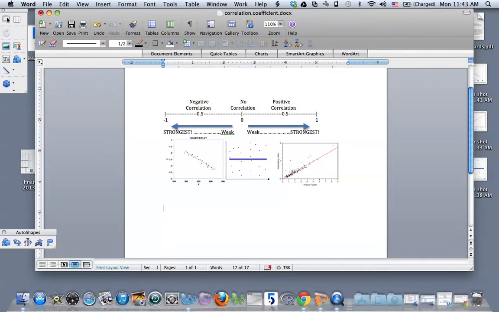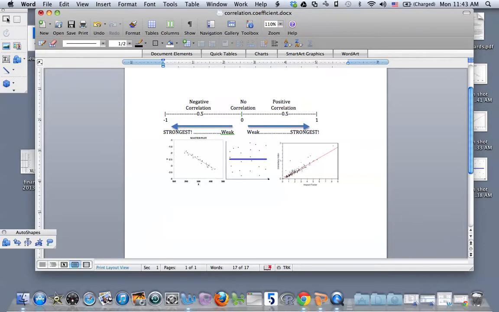So if you have a correlation of 0.89, which is a positive correlation, it would be somewhere around here, and that's a pretty strong correlation. If you had a negative correlation of negative 0.7, it would be somewhere around here, and it's a pretty strong negative correlation. If you had a correlation of 0.1, it's right around here, a fairly weak correlation. And if you had a negative 0.15, again, that's right around here, and that's also a fairly weak correlation.